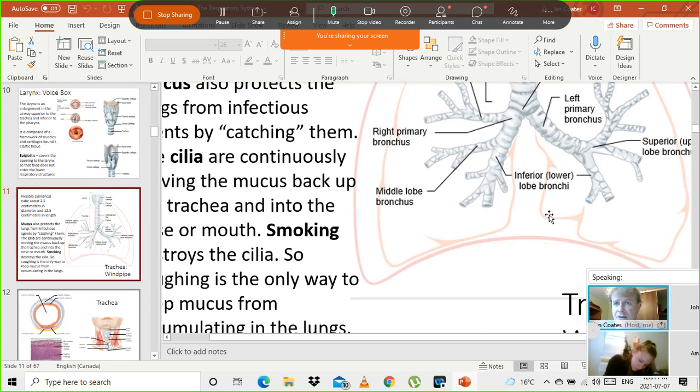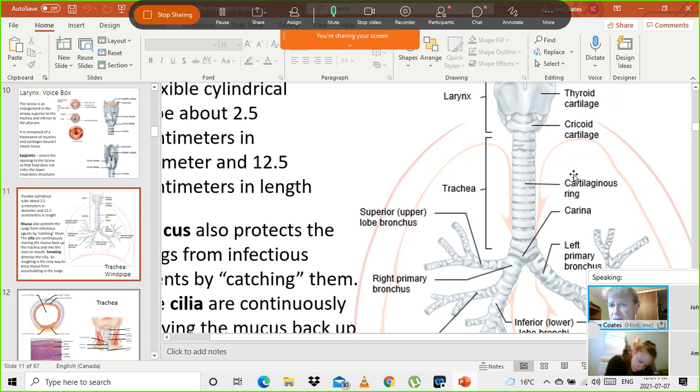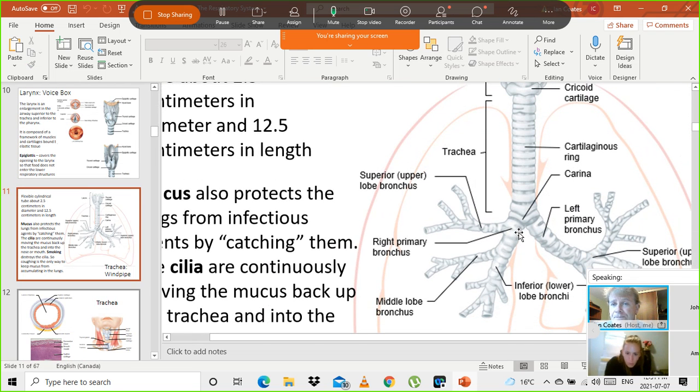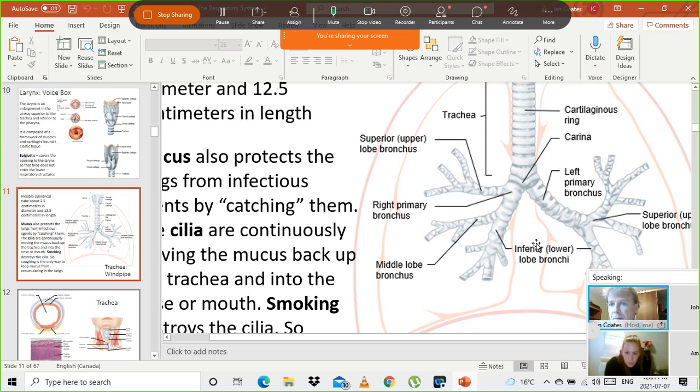Getting back down into here, you'll see these cartilaginous rings, okay? So there's your trachea, cartilaginous rings. We'll get more into these. But you'll see that there are branches that come off. There's your trachea, then you've got a right primary bronchus and a left bronchus. These are massive. See, they all have the cartilaginous rings. Got to keep those airways open. And you'll see how it separates into different bronchi.